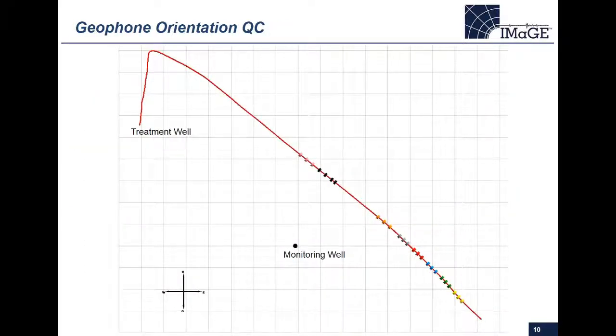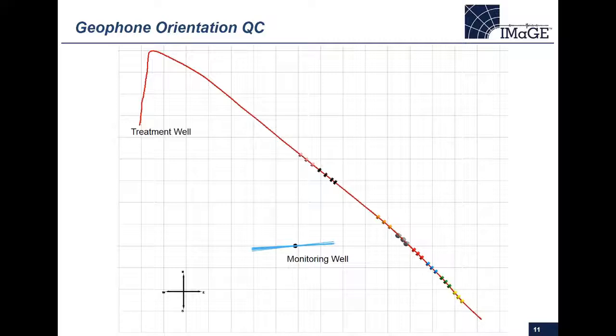So we'll start with the geophone orientation and looking at hodograms of events. So this is just a typical setup. We've got a vertical monitoring well and an offset horizontal treatment well. And when you want to QC the orientation of events, you'll plot up your perf shots and try and overlay it with the azimuths for each sensor on your monitoring well.